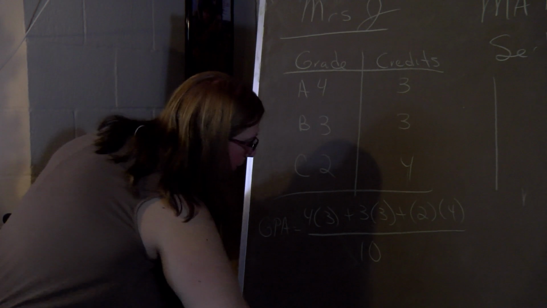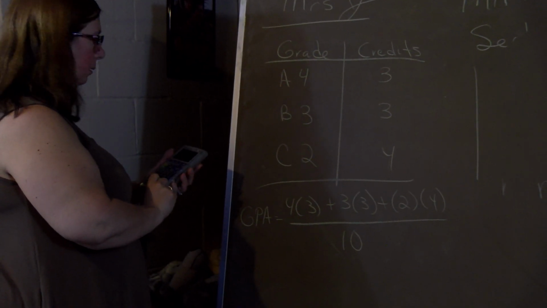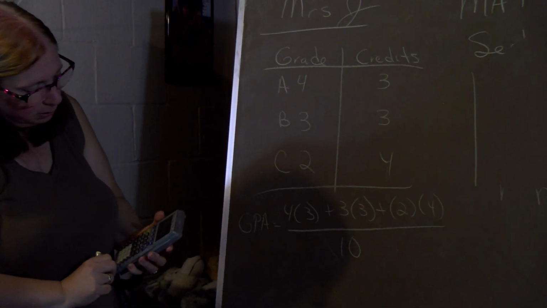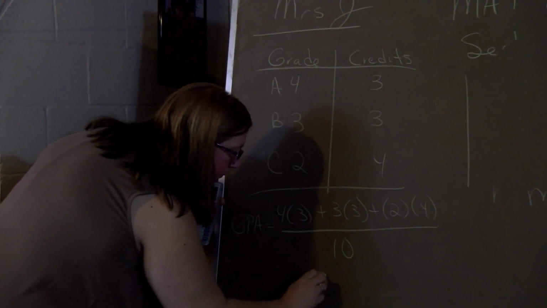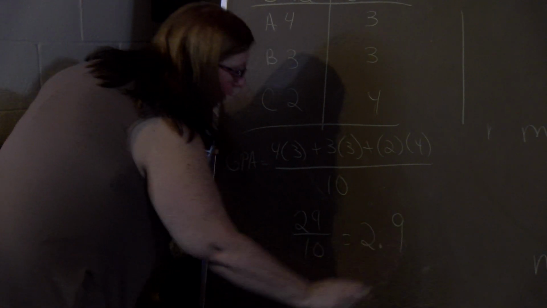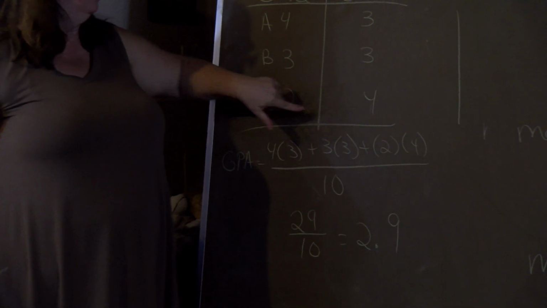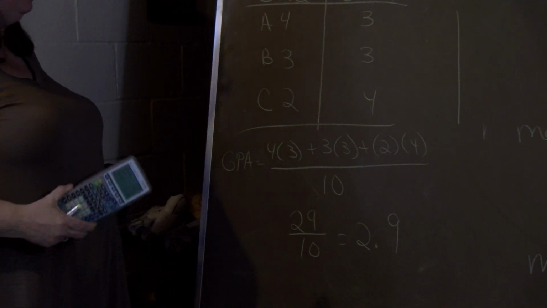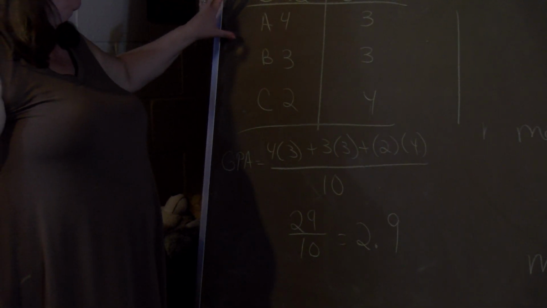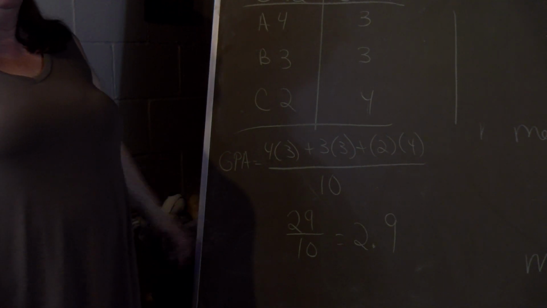So if we multiply those out, 12 plus 9 plus 8, 29. So you have a 2.9. And getting that C hurt. A D would be 1 point, and if you get an F, you don't get any points for it. So this would be a weighted mean, which is your grade point average.